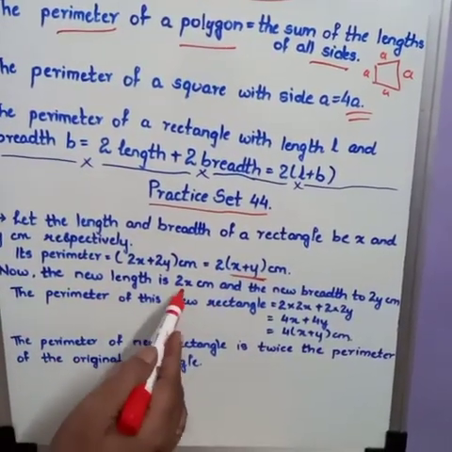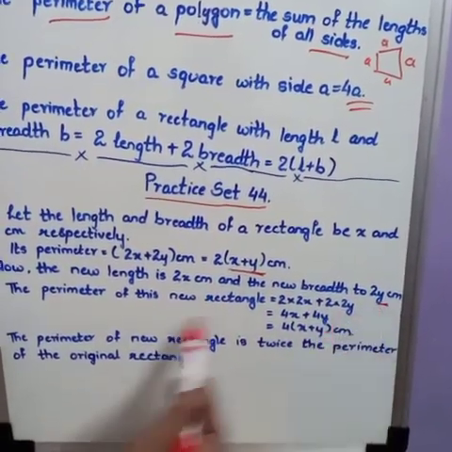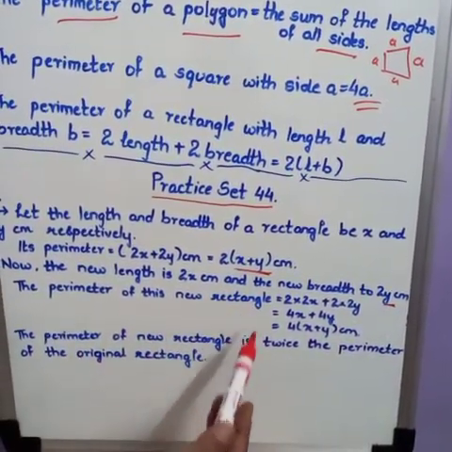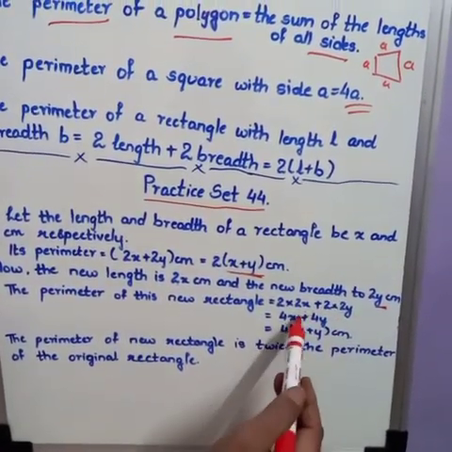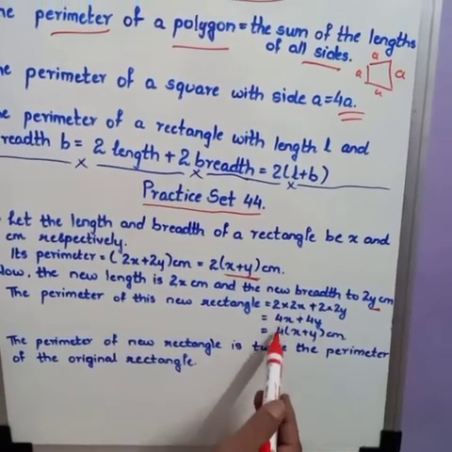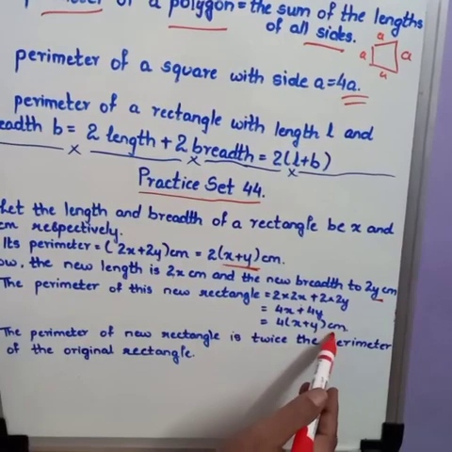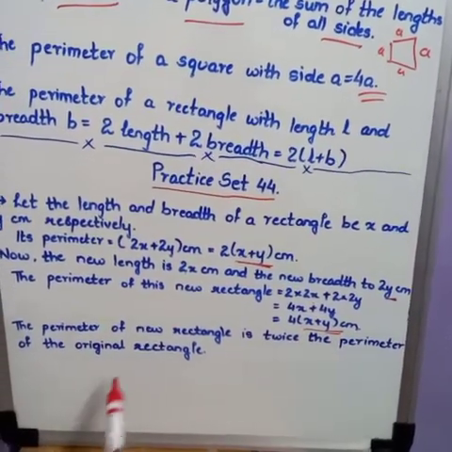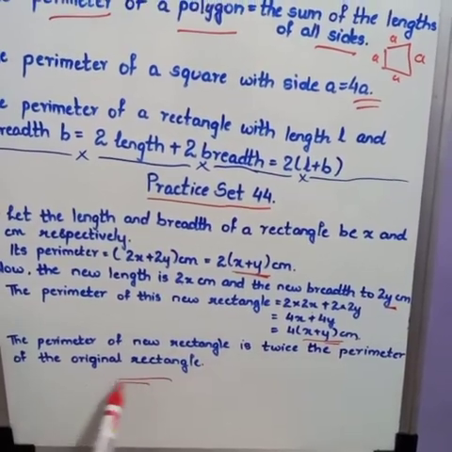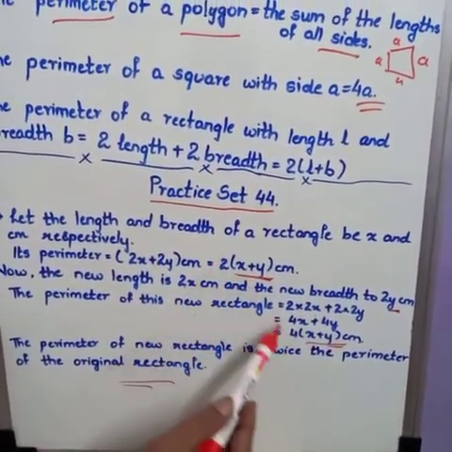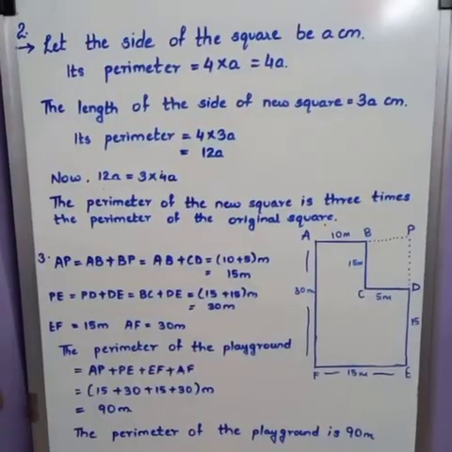Now the new length is 2x and the new breadth is 2y. So the perimeter of the new rectangle will be 2 into 2x plus 2 into 2y. So it is 4x plus 4y. Taking 4 common, x plus y. So 4 in bracket x plus y centimeter. So the perimeter of the new rectangle is twice the perimeter of the original. See the twice. It is 2 times and the new one is 4. So it is twice.